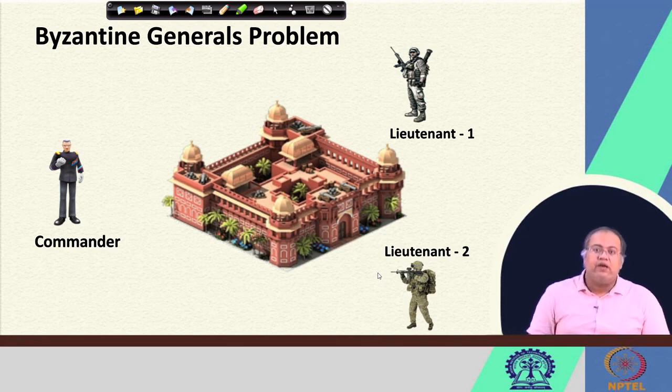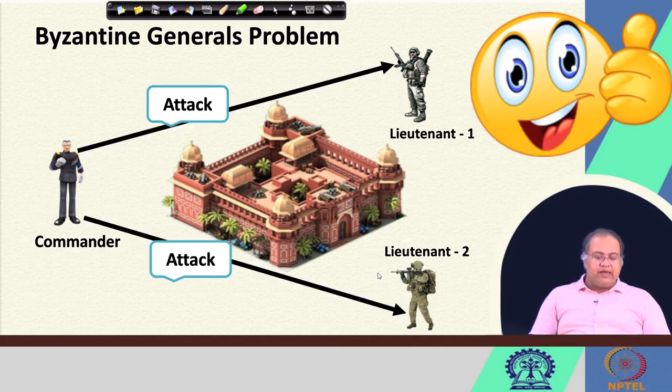So, what they do is wait for the instruction from the commander, and when the commander says to both of them, attack on the corresponding doors, they collectively do the attack. Now, what happens here is that when the commander sends this attack message to both the lieutenants, they can attack simultaneously and they can actually win the battle.